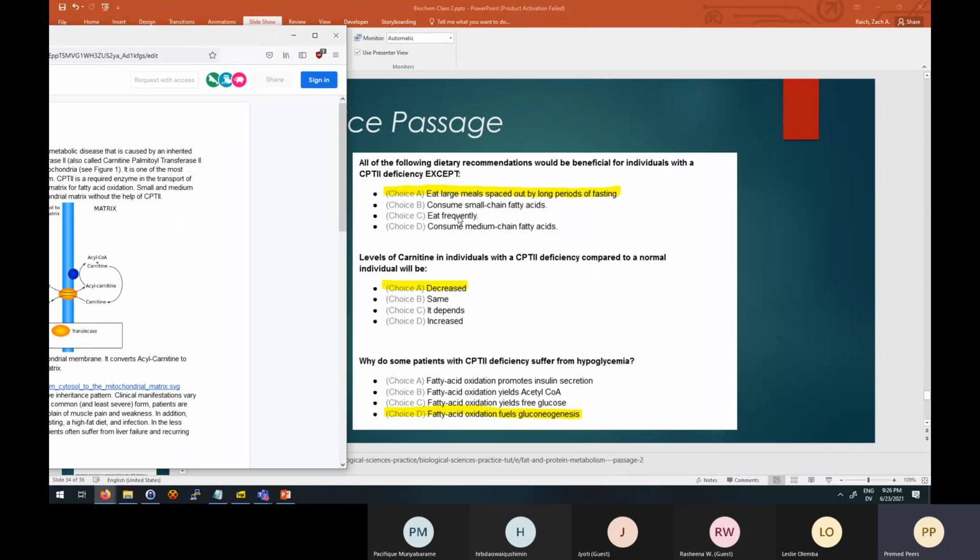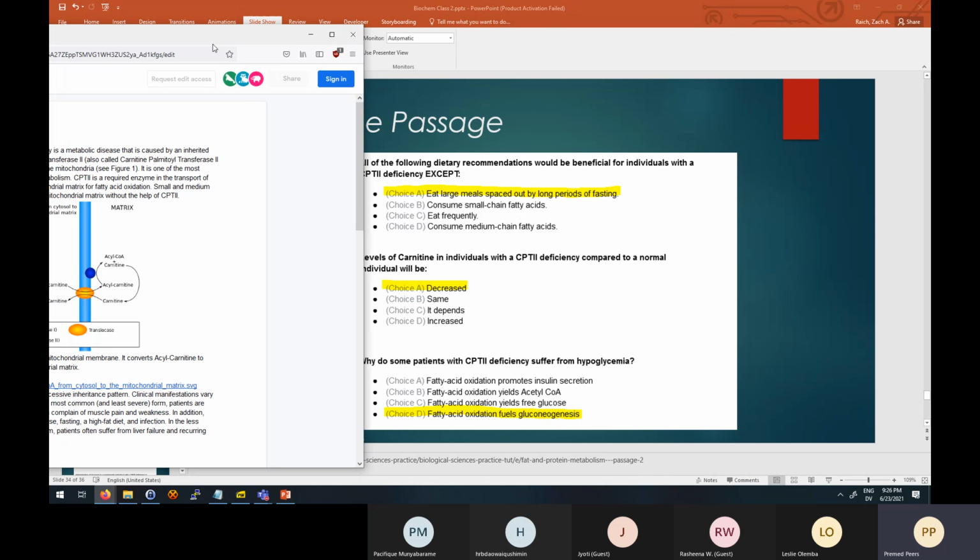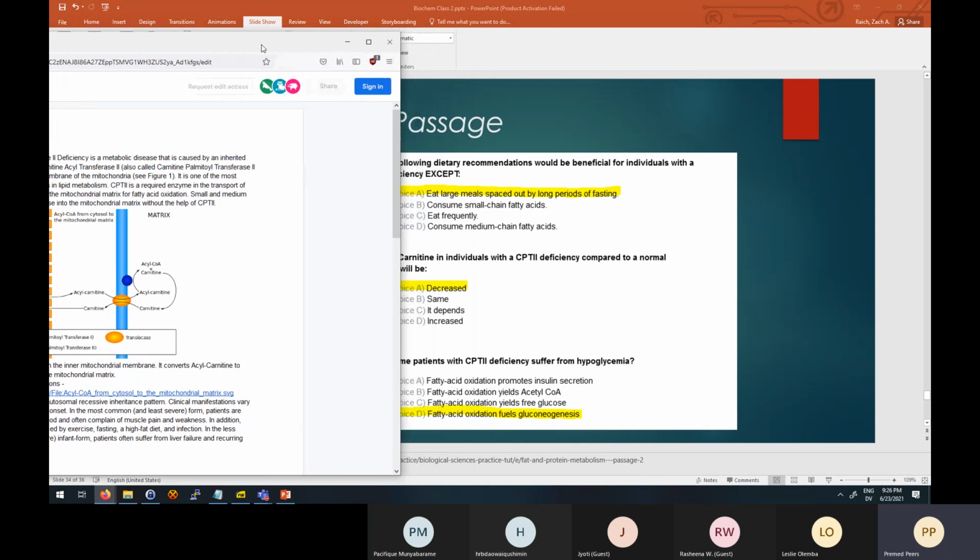But if we eat frequently, we'll have less of a need for fatty acid metabolism. However, if we're fasting, so if we're eating a large meal, it's going to be like a cycle. You're going to eat a huge meal, you're going to store glycogen, and you're going to store fat. And then when you're fasting, or when you're starved for energy, you're going to need to break down fats. So then you're going to run up into this roadblock and you're going to have problems.